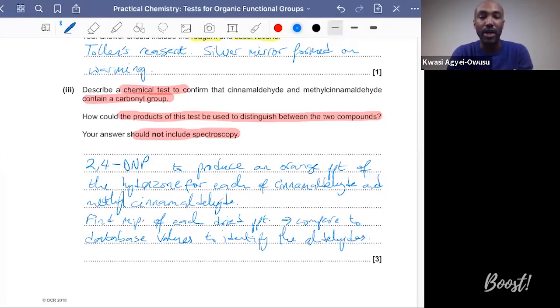You need to state the reagent, so using 2,4-dinitrophenylhydrazine, 2,4-DNP, which produces an orange precipitate if there is a carbonyl group present, so that's 1 mark. You would then need to dry your orange precipitate and take its melting point, and when you've done that, compare the value of the melting point to what's in the data book or in a database to identify the specific aldehyde. And no spectroscopy is used at all in this process.